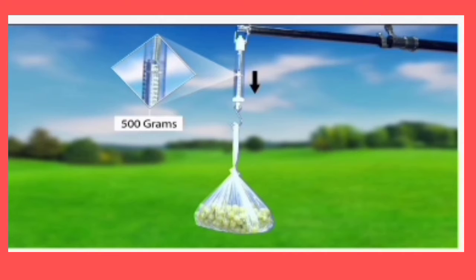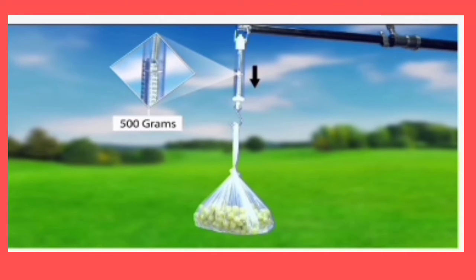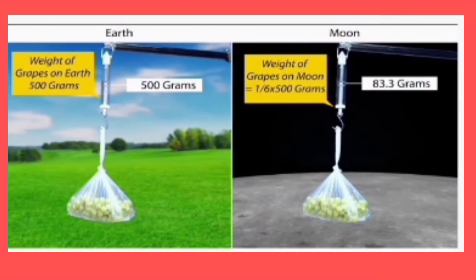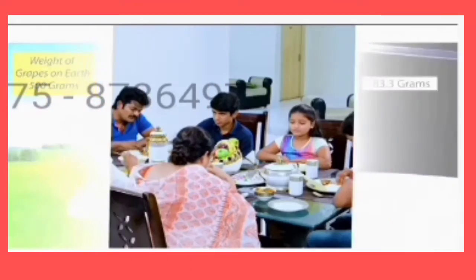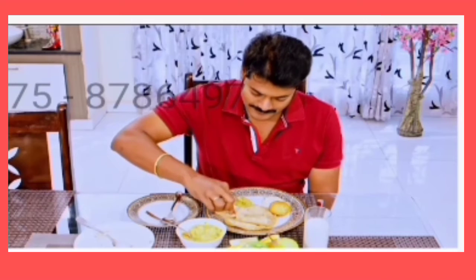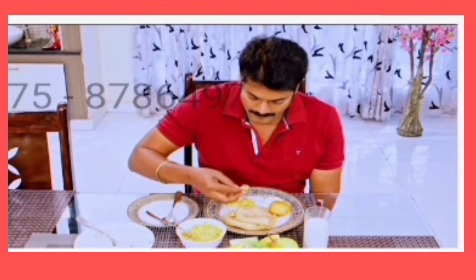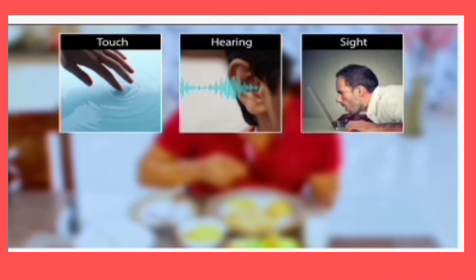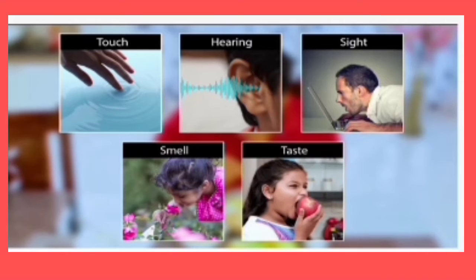Therefore, we can say that the mass of an object is always the same, but the weight depends on gravity. For example, as the moon's gravity is 1/6 that of the Earth, objects with the same mass will weigh 1/6 on the moon when compared to the Earth. The next aspect of matter is that we can identify many objects made of matter with the help of physical senses, such as touch, hearing, sight, smell, and taste.